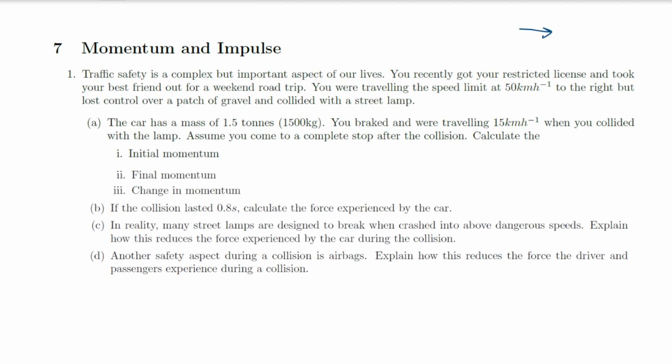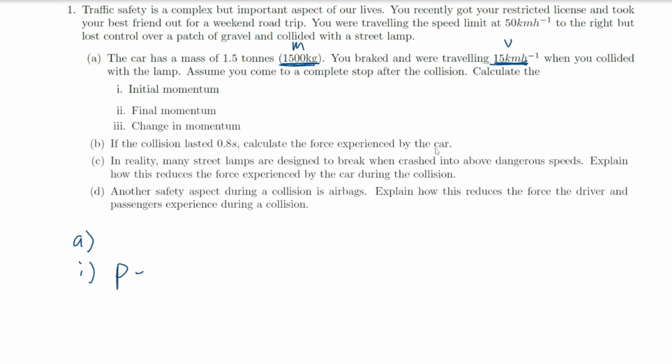So assume you come to a complete stop after the collision. Calculate the initial momentum. So that's right before the collision. So you were traveling at 15 kilometers per hour, which is a velocity because we know it's to the right. And your car has a mass of 1,500 kgs. So momentum is the product of mass and velocity, right? Mass times velocity.